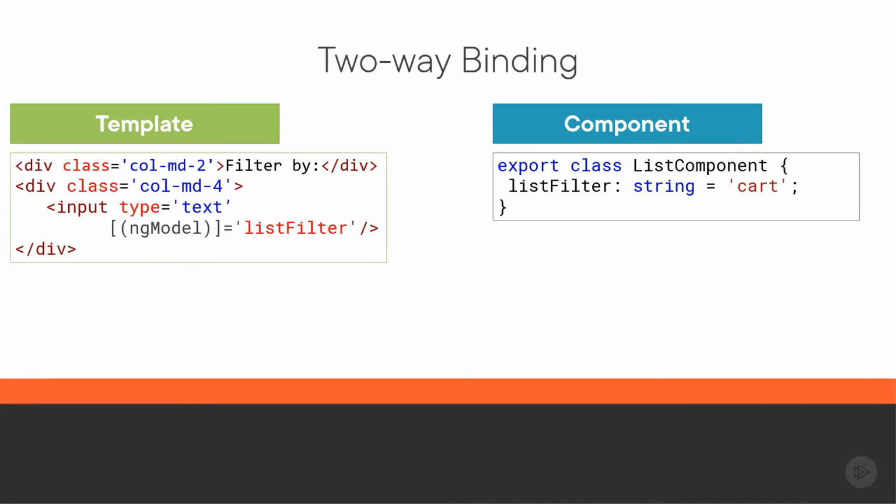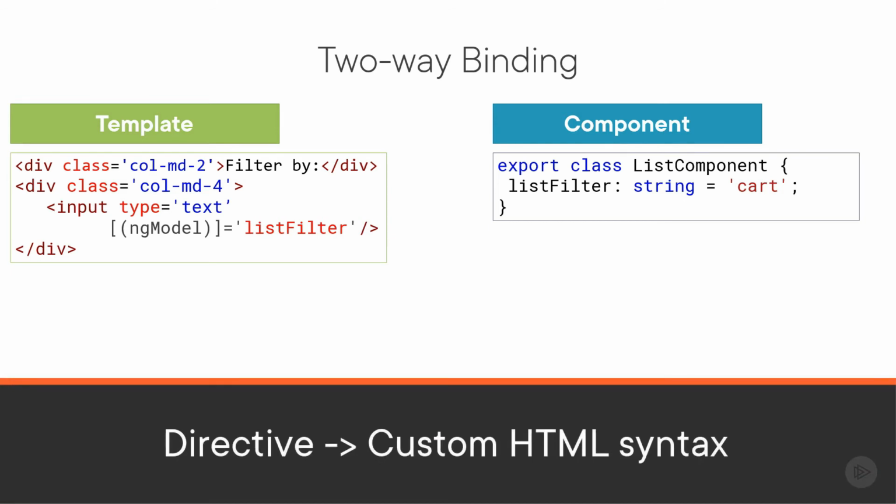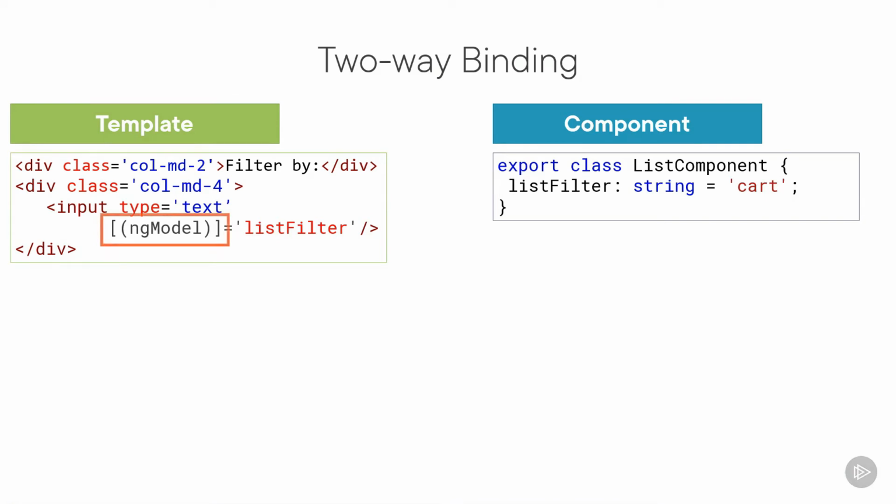Recall that a directive is custom syntax Angular provides to power up our HTML. The ngModel is an Angular directive. Each time we want to use an Angular directive in a template, we need to consider how to make that directive visible to the Angular compiler. Remember how we do that? If you said an Angular module, you are right.